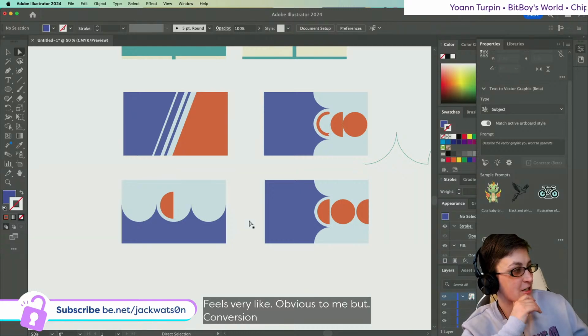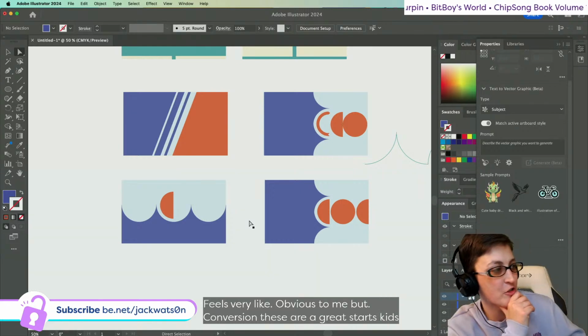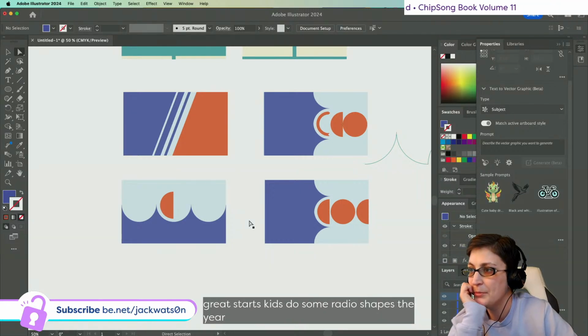Clever saying, these are great starts. Kids do some radial shapes with the gear. Potentially, yes.